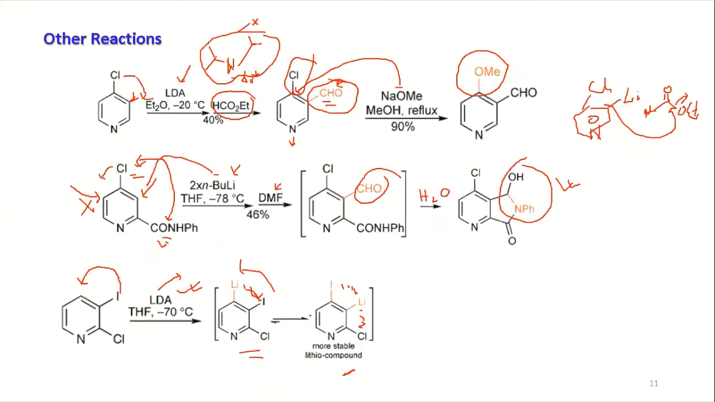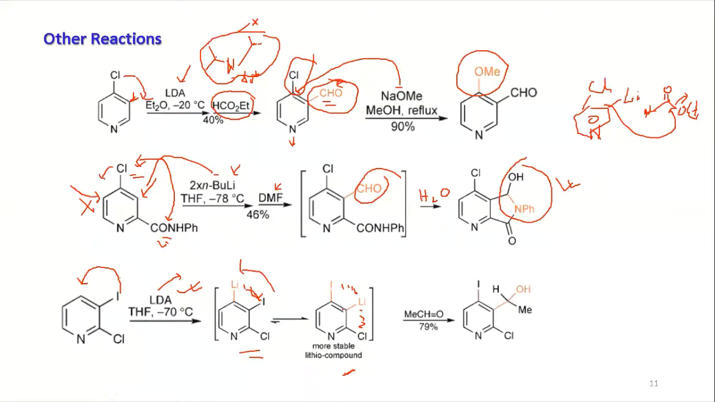Now, simultaneously, what you are seeing is that your iodine was at the meta position, and it went to the para position in this exchange reaction. This reaction we call the halogen dance. Your halogen is dancing. It's changing its position from the meta to the gamma position, or the beta to the para position. So this is very, very important.